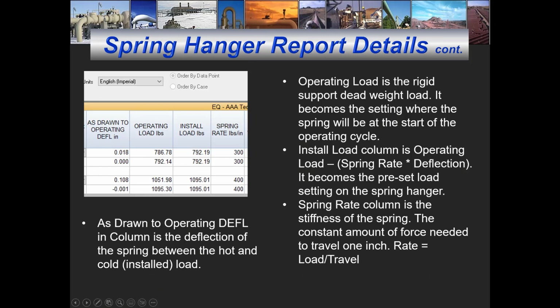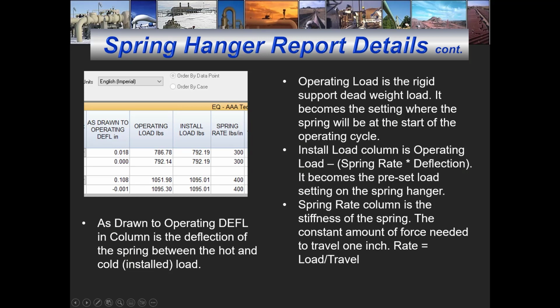The next column is as drawn to operating deflection. It's the deflection between the spring's hot load and cold or installed load. Your operating load is the rigid support dead weight load. It becomes the setting where the spring will be at the start of the operating cycle. The installed load column is operating load minus spring rate times deflection. It becomes the preset load setting on the spring hanger.